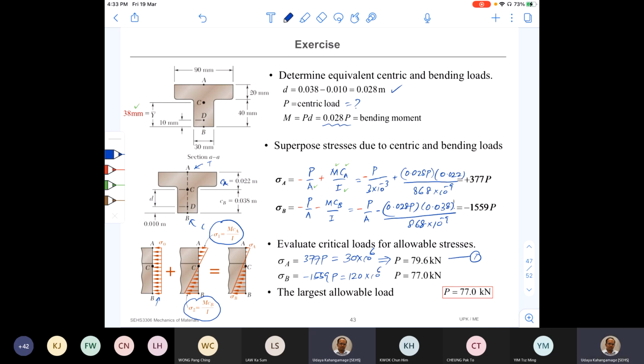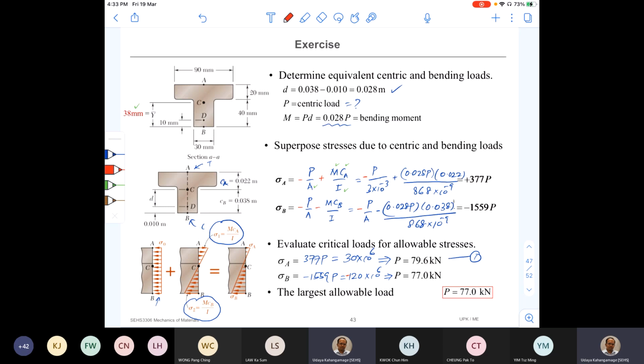Okay, but now this one simplifies, you get 77 kilonewton. Right. And here I think one thing very important you might mix up, I also forgot to put that one, there should be a negative sign here, right? Because it's compressive stress, negative, otherwise you will not get this force P as 77 kilonewton.